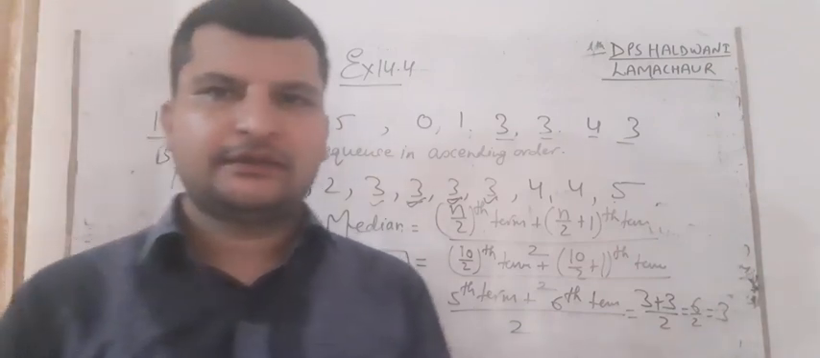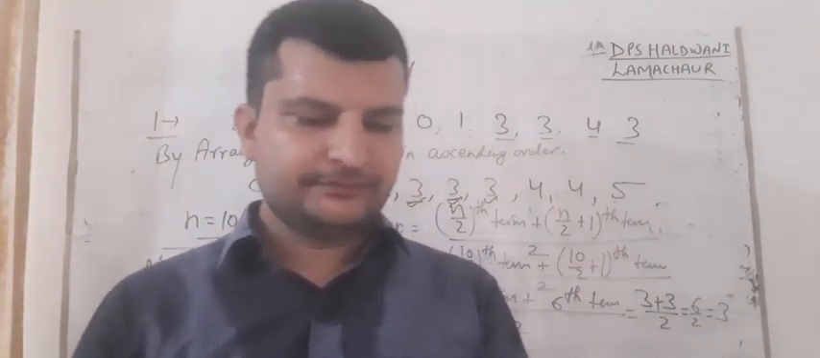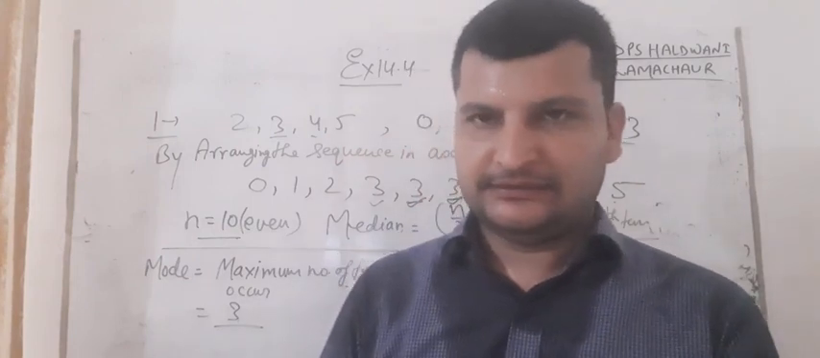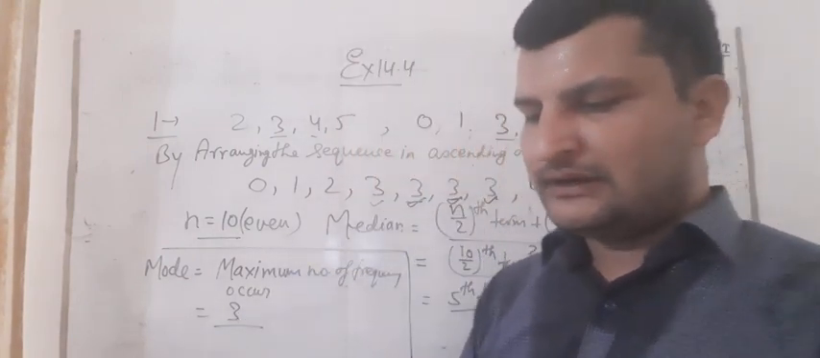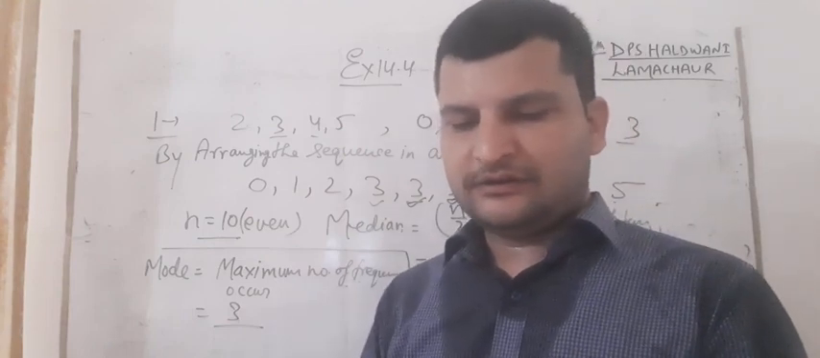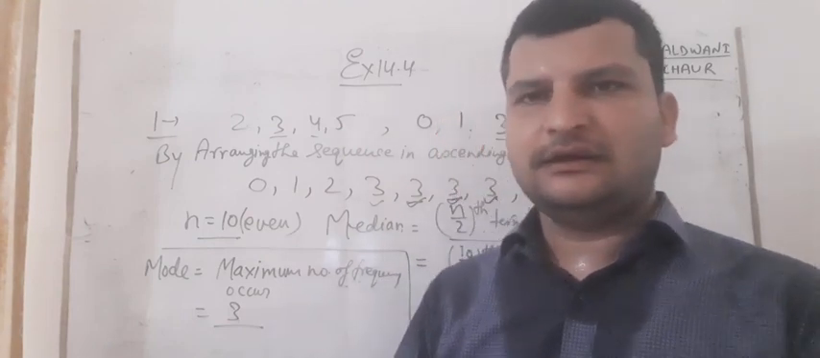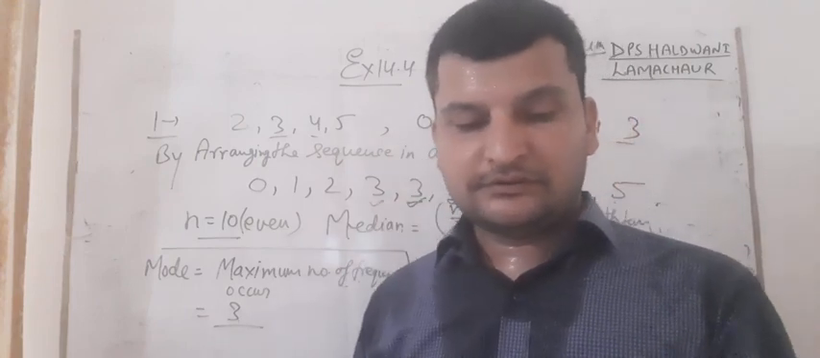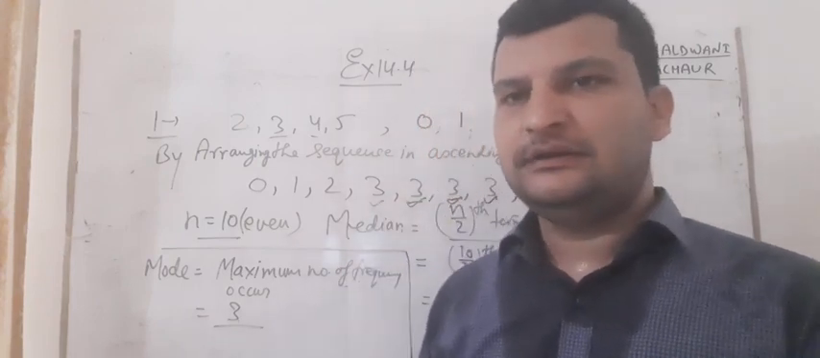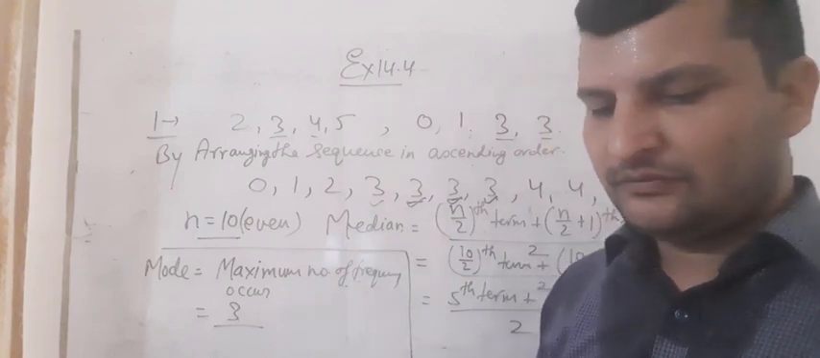And now students, the second question is the same as this question. Second: in a mathematics test given to 15 students, the following marks out of 100 are recorded. It is given 41, 39 like this. So the 15 students' marks are given. Also in this question we have to find the mean, median and mode of this data.